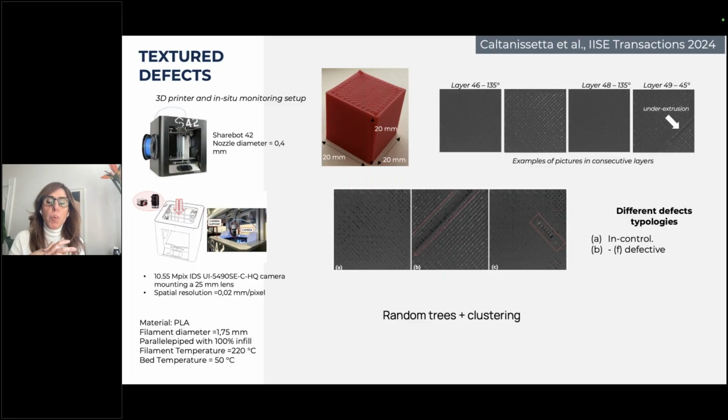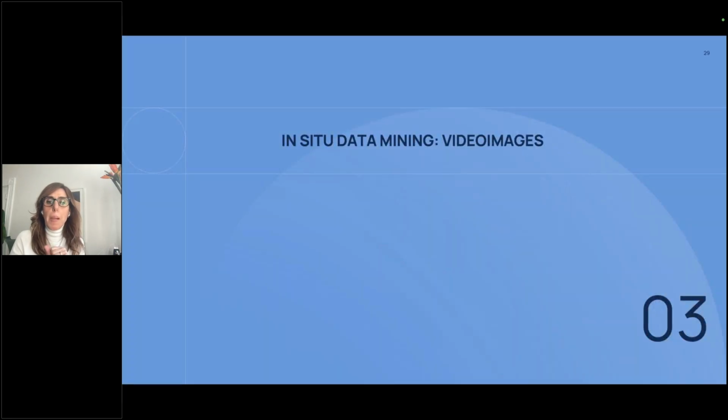We have recently also presented a paper in the IISE Transactions that takes advantage of a solution proposed by Boy and Apley for textile, but applied to textured surfaces for 3D printing with extrusion, where you have a random texture, but sometimes in the random texture you also have some defects. You should be able to detect this deviation, this error, this anomaly, by also considering the layer-by-layer variability due to the texture, the in-control texture being something you cannot avoid. In this case, we have been applying random trees plus clustering, obtaining some interesting results.